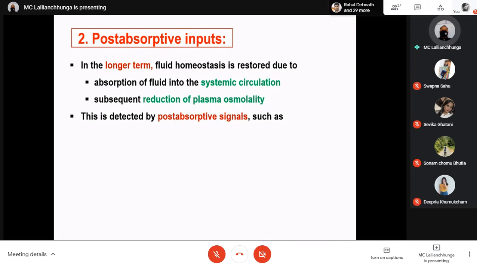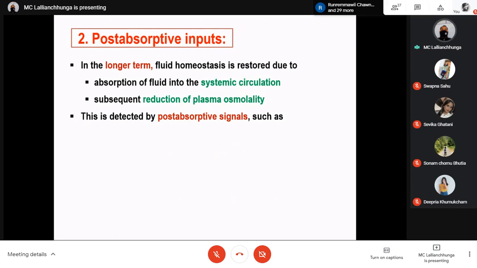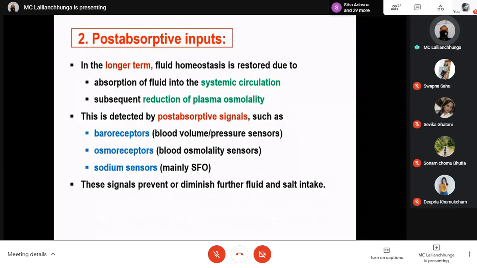In the longer term, fluid homeostasis is restored due to absorption of fluid into the systemic circulation and subsequent reduction of plasma osmolarity. This is detected by post-absorptive signals such as baroreceptors. Baroreceptors you already know. Pressure receptors and osmoreceptors are there in the brain as well as in the kidney. And sodium sensors are mainly present in the subfornical organ. These signals prevent or diminish further fluid and salt intake.